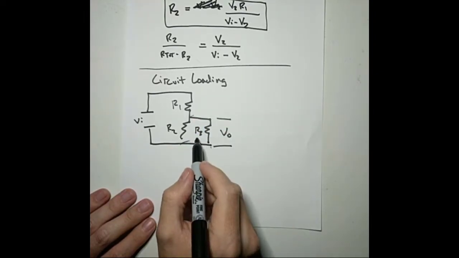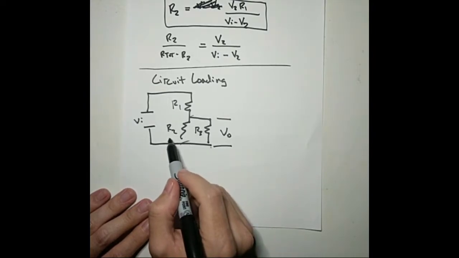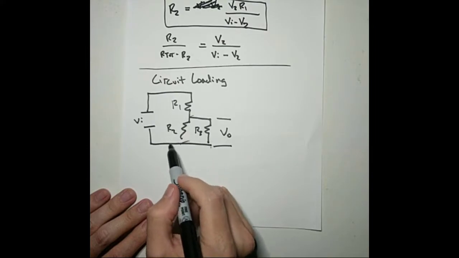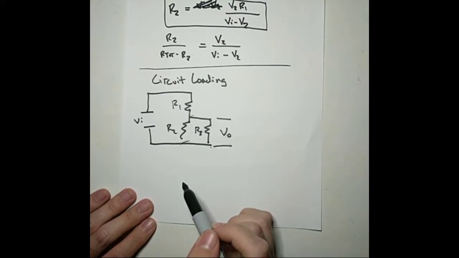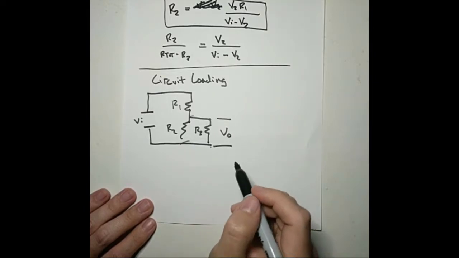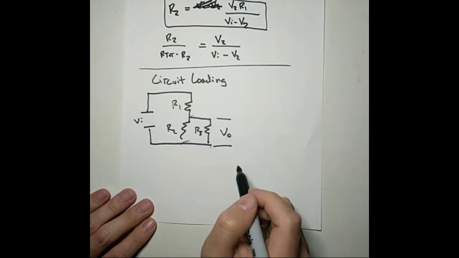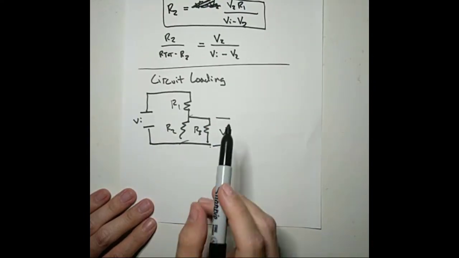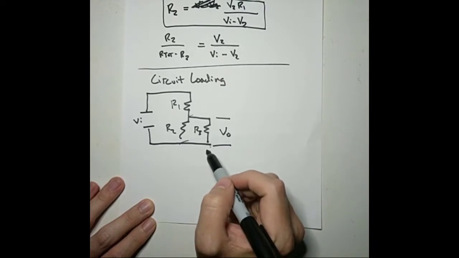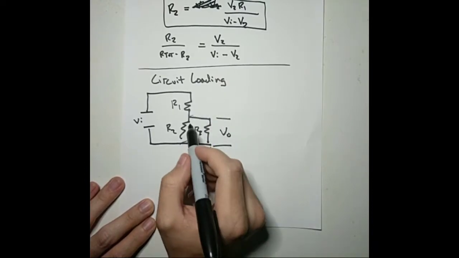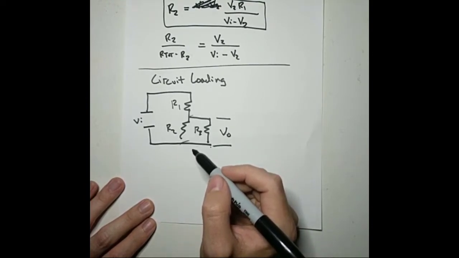But if R3 is of a similar magnitude to R2 or is smaller, then this equivalent resistance of those two in parallel will be much different than just R2 by itself. And in that case, your voltage drop is going to be significantly different. So that's why circuit loading can be important, because knowing what this resistor is, we can significantly change what the voltage drop across that is.